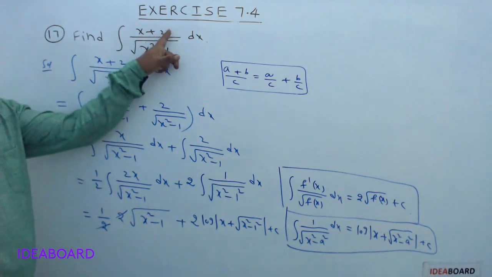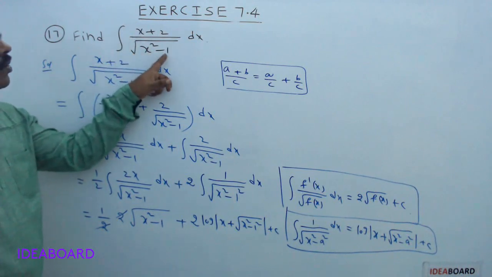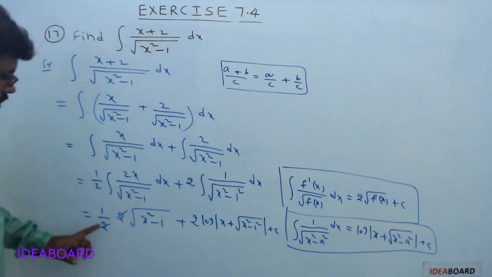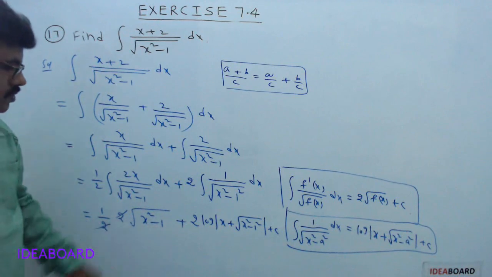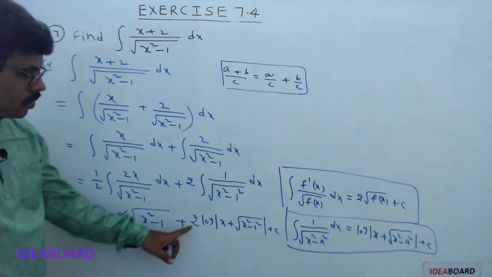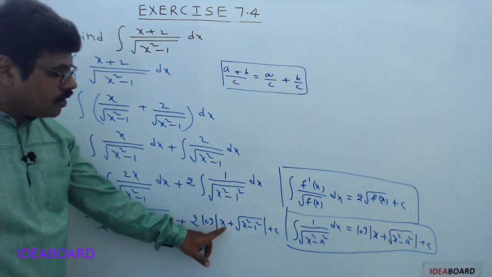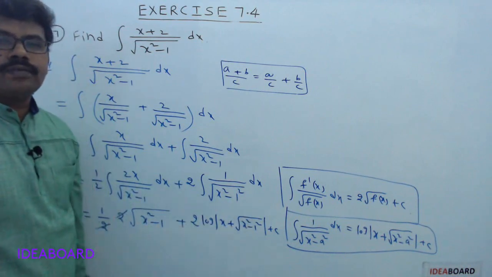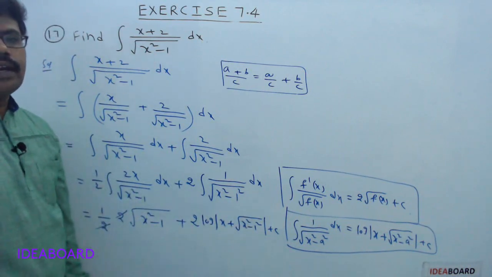The integral of (x + 2) divided by square root of (x² − 1) dx is the square root of (x² − 1) plus 2 into log of mod (x + square root of (x² − 1)) plus a constant c.